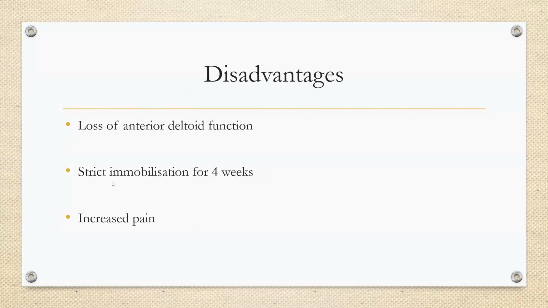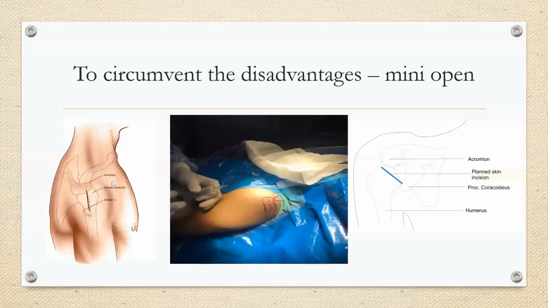And since the deltoid is taken down and repaired, no active ROM is advisable for 4 weeks. So strict immobilization for 4 weeks is mandatory. And of course, because of the open surgery, there is increased pain as compared to mini open or arthroscopic cuff repairs. So all the issues, as you can see, are more related to the deltoid takedown and the reattachment. To circumvent these disadvantages, the mini open cuff repair is thought of.